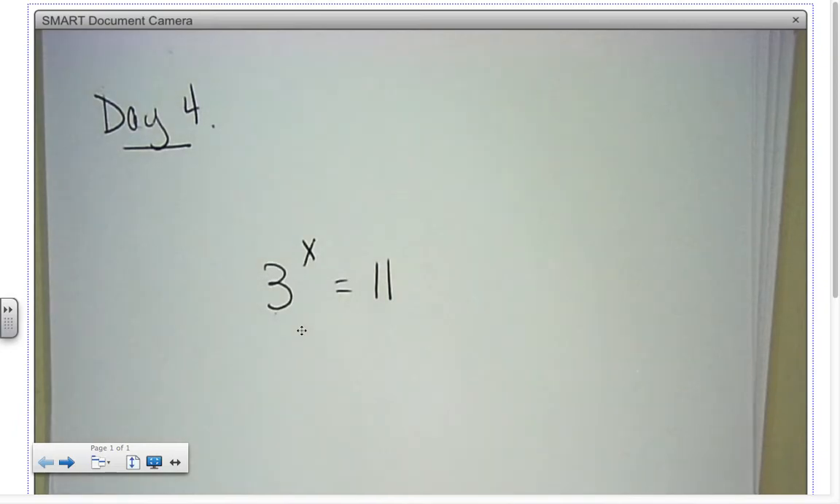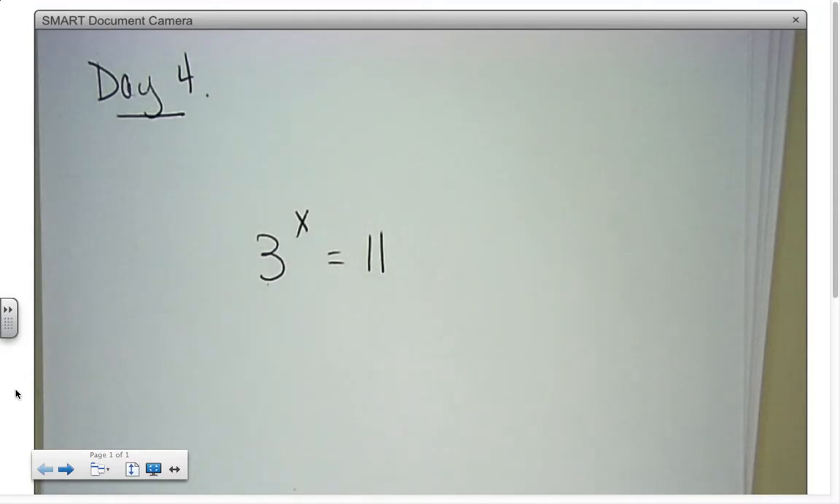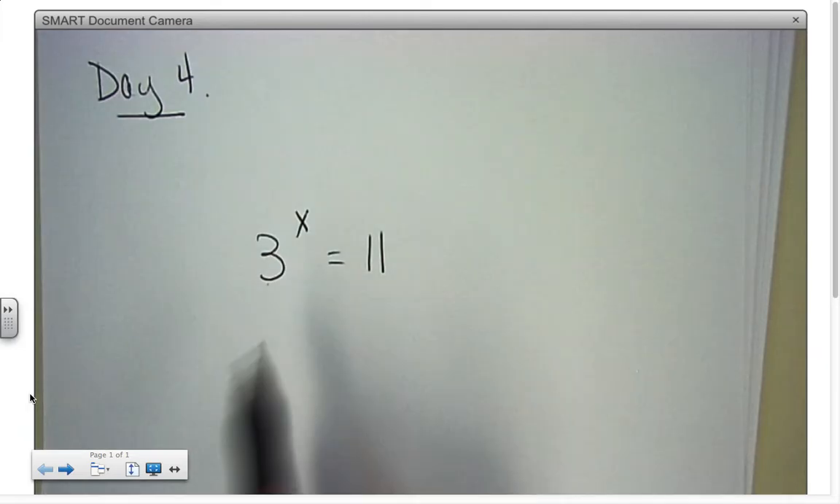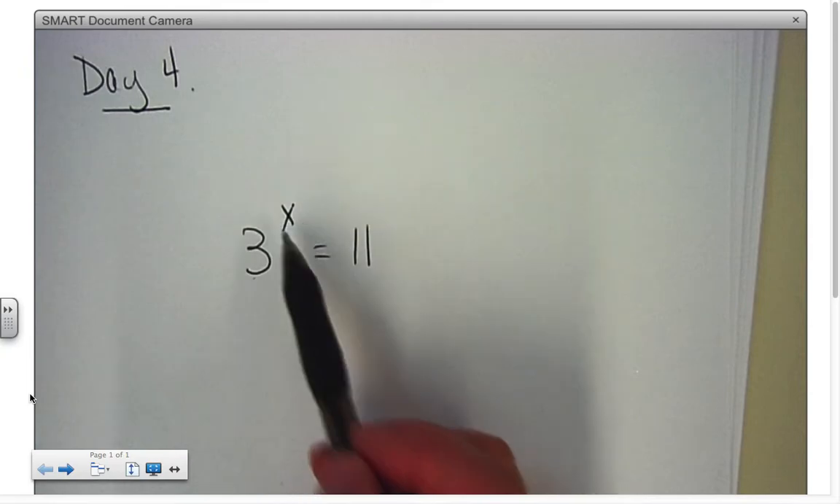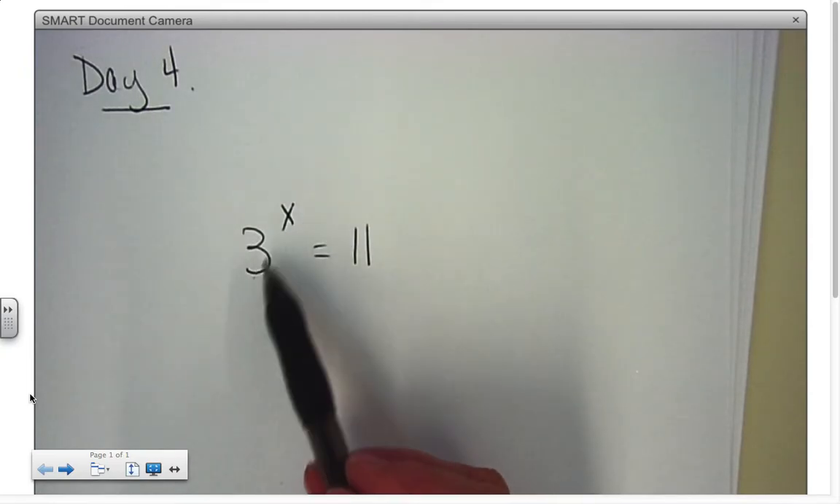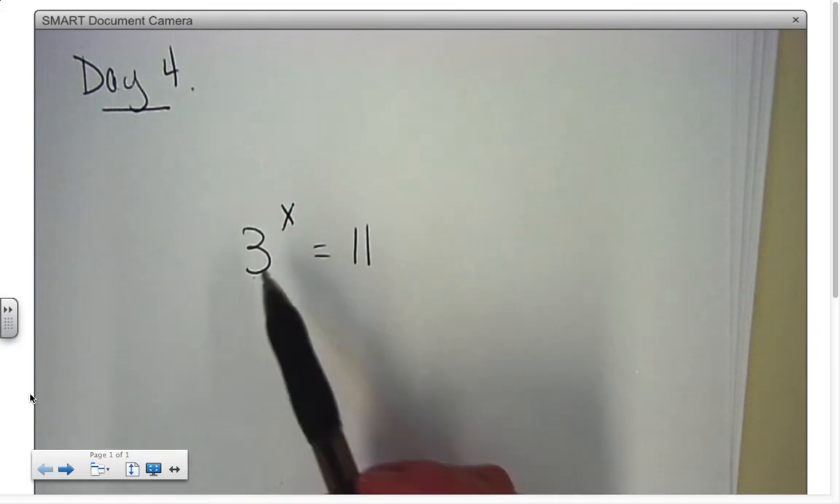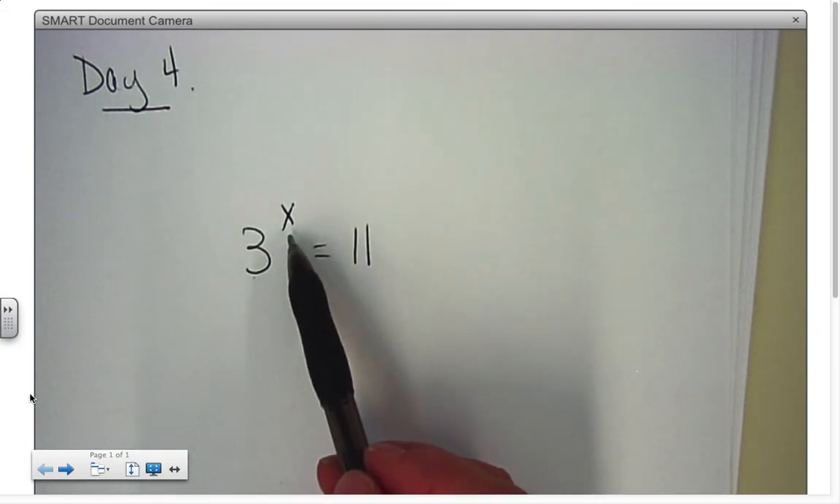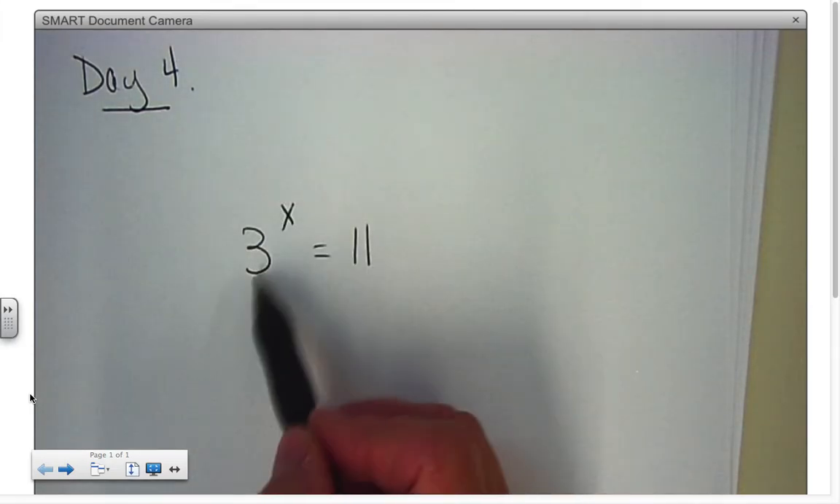Right, hi everyone. Today's day 4 in our unit on exponents and logs, and we're going to finally learn what a logarithm is. So the idea is, if I had to solve 3 to the x equals 11, there's certainly no integer value that makes that happen. 3 squared is 9. 3 to the third is 27, so you might say, well, it's 3 to the 2 point something, 2.2 or 2.18 or whatever, but there's no integer that will make this true.